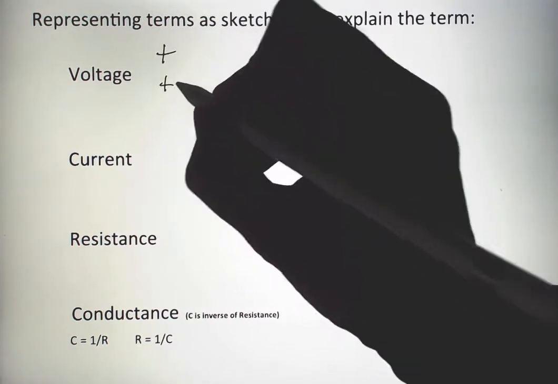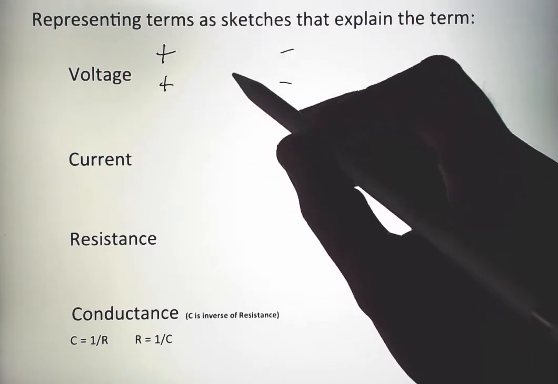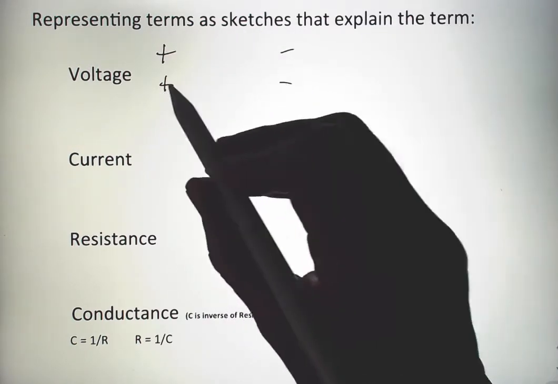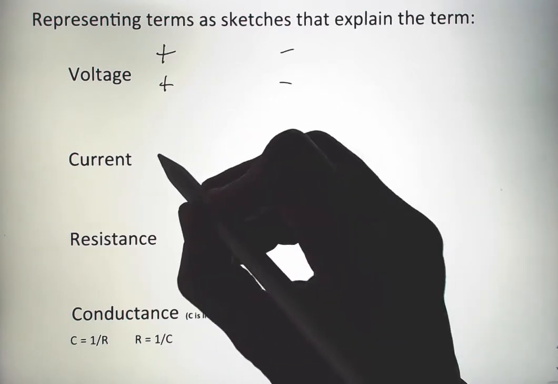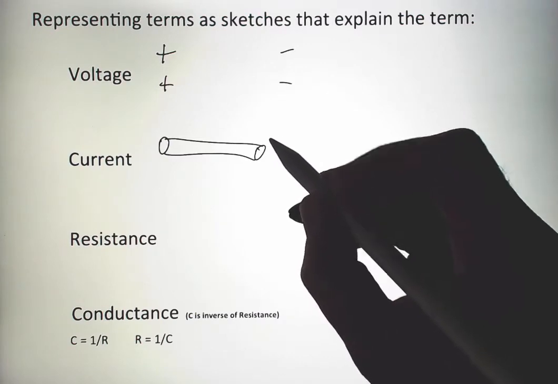Voltage can be represented as charges separated by something, space, a membrane, distance. So voltage is the amount of charge difference between two locations. Current is the movement of charge from one direction, from one location to another.